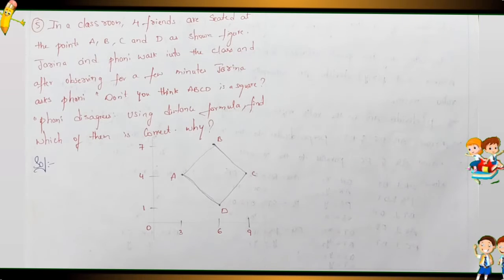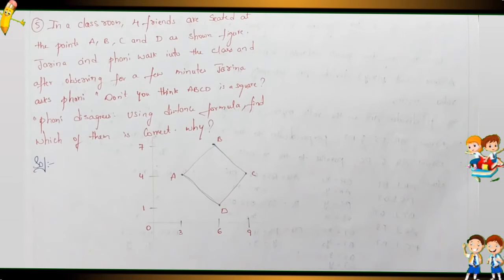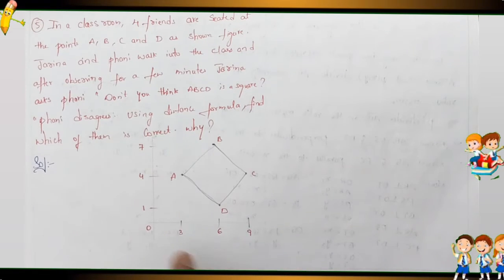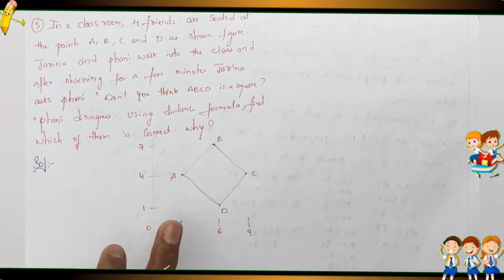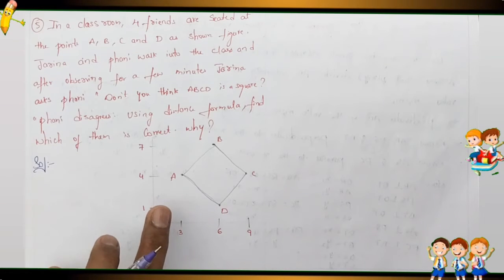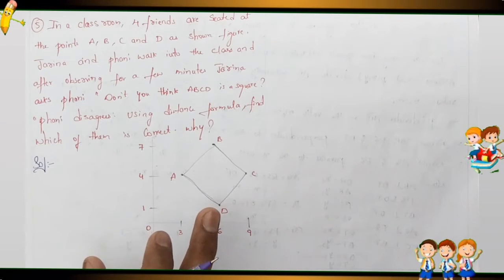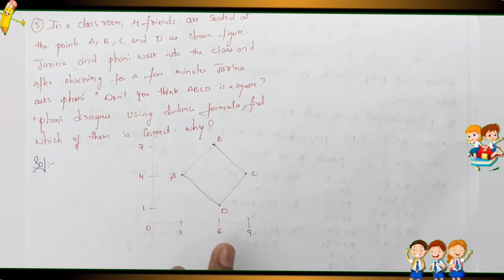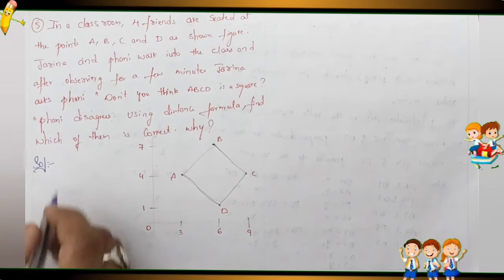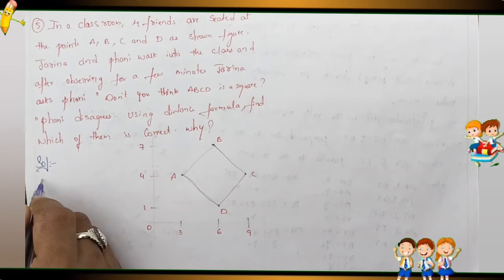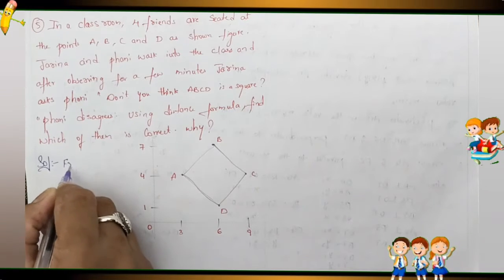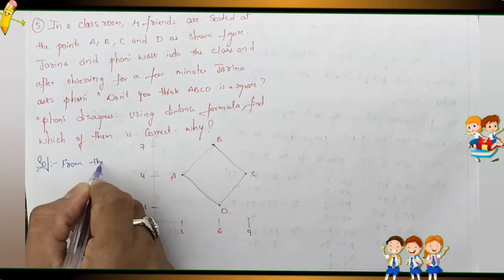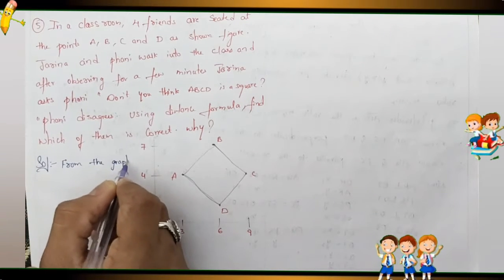Now write down first what is given here. Given here, you can choose the points, children. Now what is A value, what is B value, C value? You can only choose from the figure. So what is A value? Now see, for example, I'm taking from the figure, from the graph. From the graph, you have to choose the point.